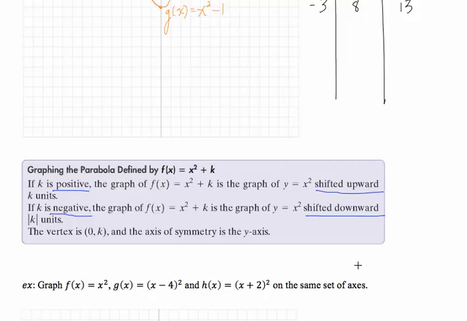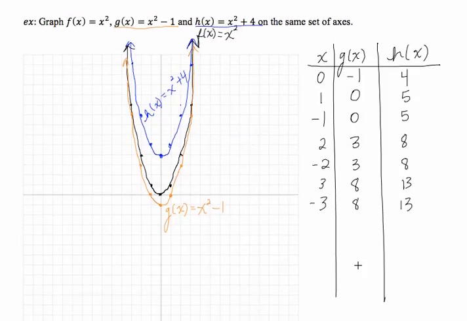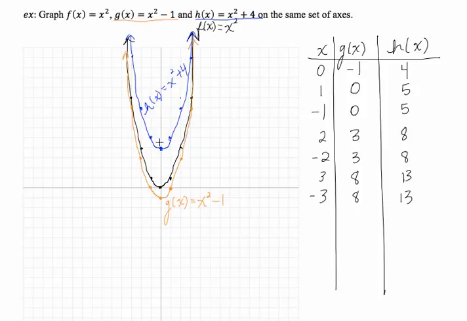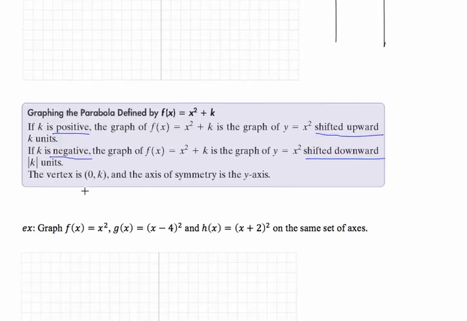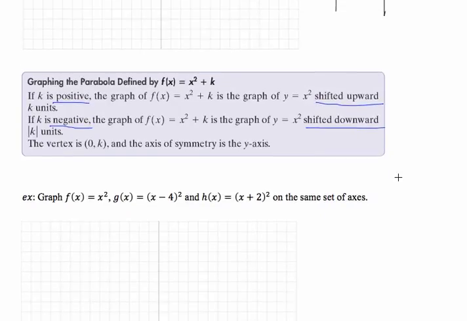And what is the vertex? Well, in the original function, the vertex is 0, 0. On the h of x, the vertex is 0, 4. And on g of x, the vertex is 0, -1. So as you can see, that k is the y value of the vertex, and the x value is still 0. So the vertex is 0, k. And the axis of symmetry for all of these is the y-axis. Alright, so that's that generalized. When you add a number to x squared, that shifts the graph up and down.